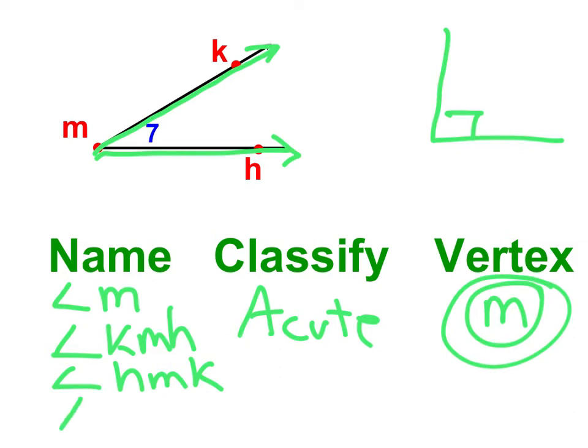And a lot of times they'll put something inside it. Notice this is not a degree measurement. They're not telling you it's 7 degrees. They're saying you can call this angle 7. So we can classify it as acute. We can name it by its vertex or by its 3 letters, but with the vertex in the middle, or some way that it's been defined like that number 7.